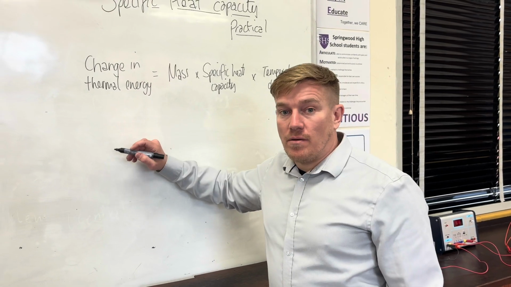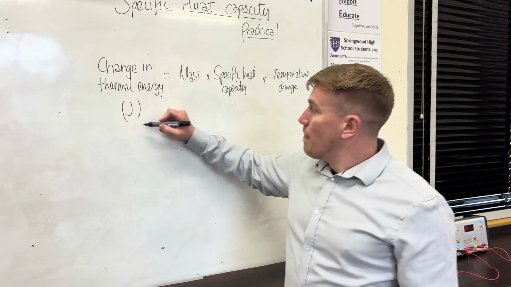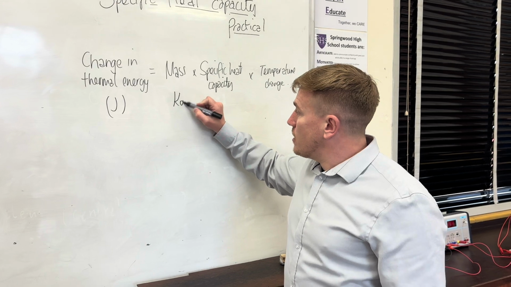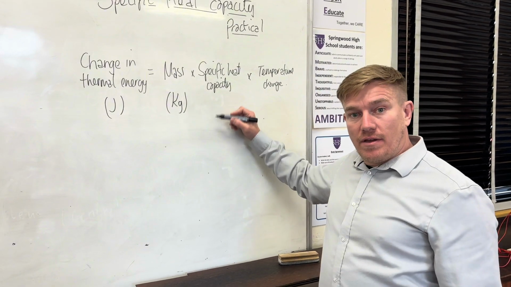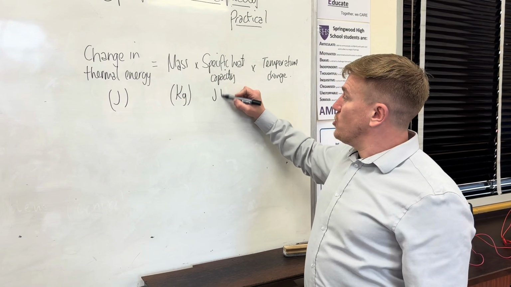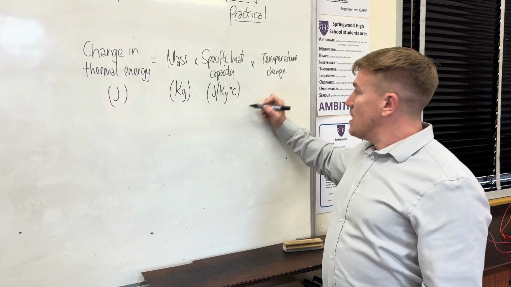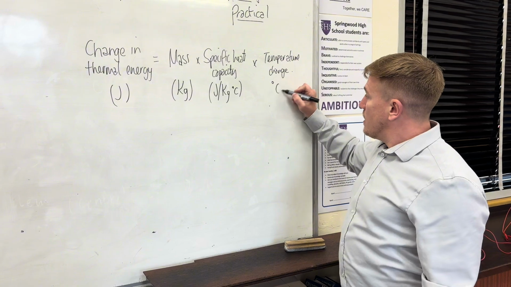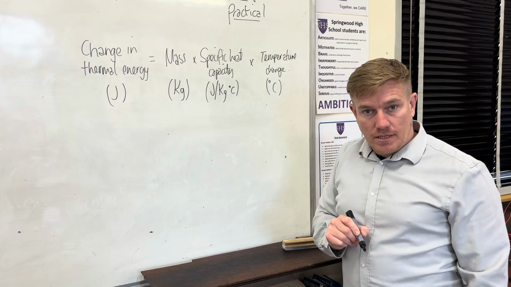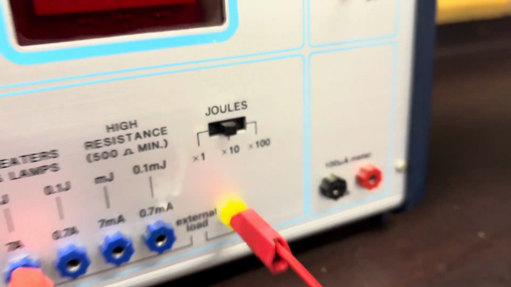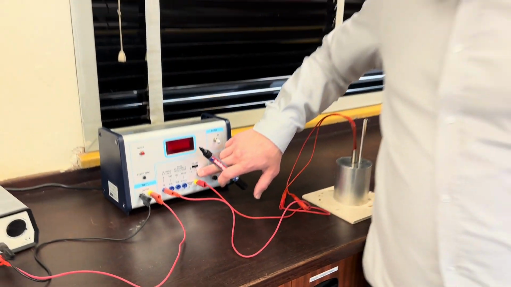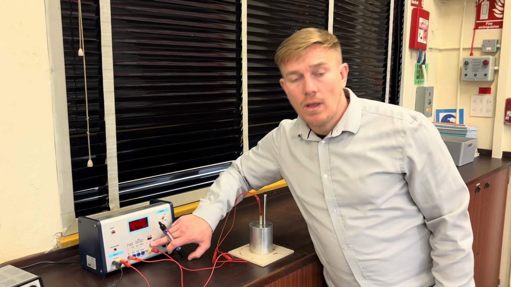The change in thermal energy is always measured in joules. The mass is always measured in kilograms. The specific heat capacity is in joules per kilogram for every degree Celsius. And temperature change will always be in degrees Celsius. As you can see, our Joulemeter is multiplying every joule by 10.